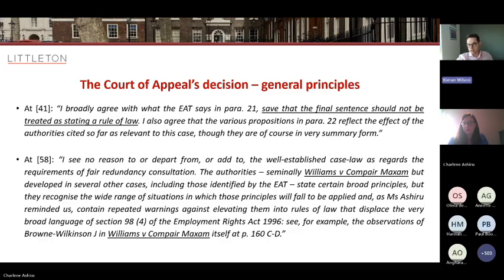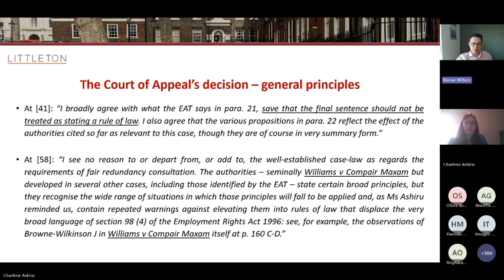The Court of Appeal endorsed the summary of the principles that the EAT had set out in its judgment at paragraphs 21 and 22, and which Charlene just talked us through. You'll recall that the EAT had said that if the guidance from the case law didn't apply, or had been departed from in a particular case, then the ET would be expected to explain why not. And Lord Justice Underhill said that he broadly agreed with that, but that it shouldn't be treated as stating a rule of law. And I suppose in many ways that's a theme that runs through the Court of Appeal's decision, the idea that there are very few hard and fast rules that apply in this area.